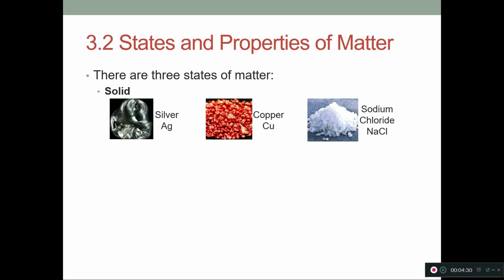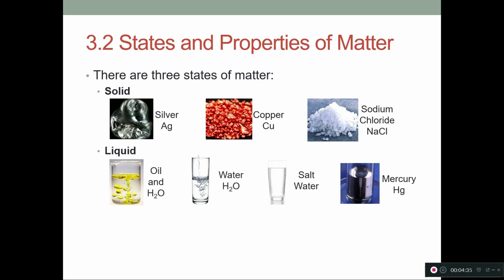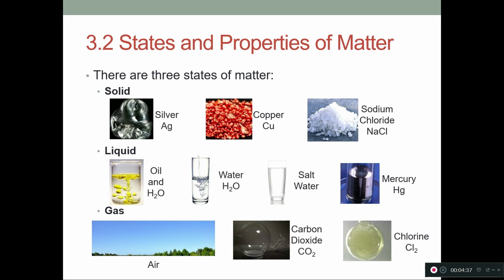So the states of matter are probably the things that you are familiar with, things like solids, liquids, and gases. There are probably some of you who know that there are more states of matter than that, things like plasmas, but for a class like this, we're going to just focus on the solids, liquids, and gases. So solids are things like silver, copper, and sodium chloride. At room temperature here on Earth, those things are solids.